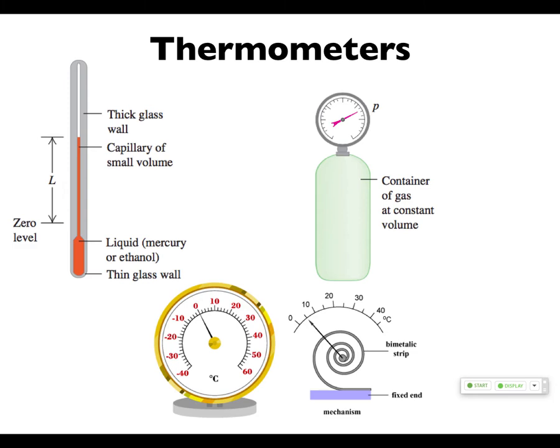Container of gas. What happens if you heat up gas? It expands. Okay. So this basically uses pressure to give you temperature. All right. This is just a piece of metal. If you heat up metal, it also expands, and then it changes shape, and it changes the dial. Okay. Tricky part is calibrating those. It's fun times.